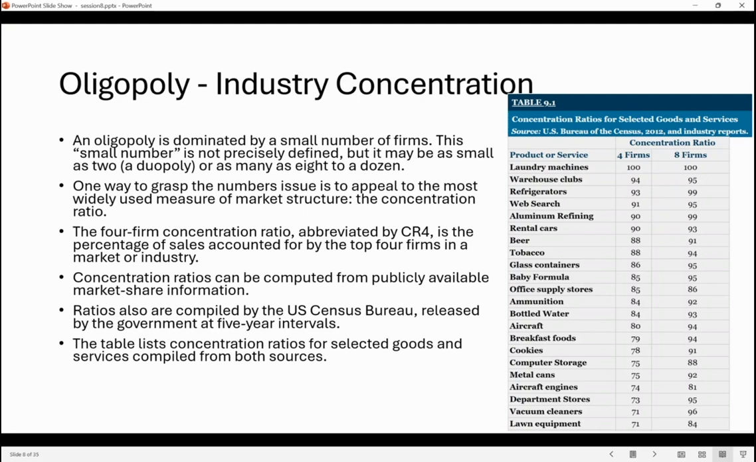For example, look at the table. For laundry machine, the top 4 firms have 100% of the market. How about the top eight firms? They also have 100% of the market, right? Or let's see another one. For example, warehouse club. The top 4 firms have 94%, and the top 8 firms have 95%. So this shows the majority of the market is with the top 4 firms, right?